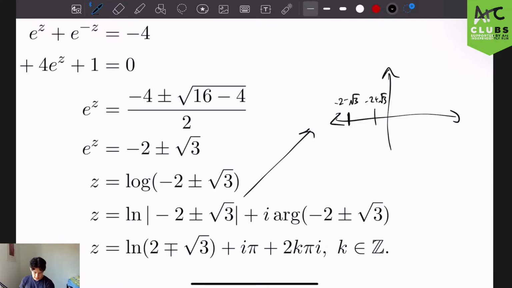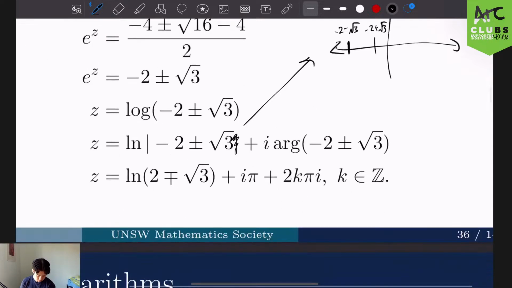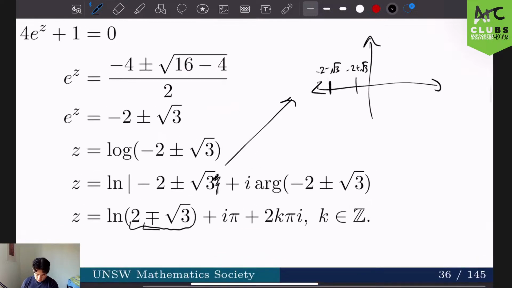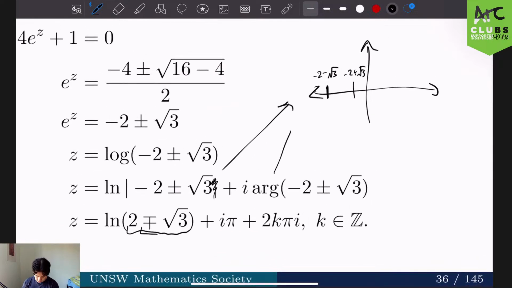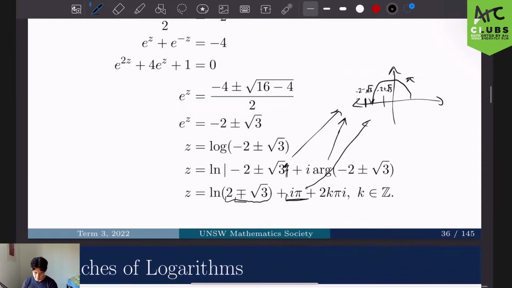So both of these values lie here, which means that we will take the modulus in both cases, which means we can flip this here and make it positive. And also for this arg, which is the multi-valued arg, that's where the I pi term here has come from. So you can see that this is a value of pi. So that's where we got the number from.